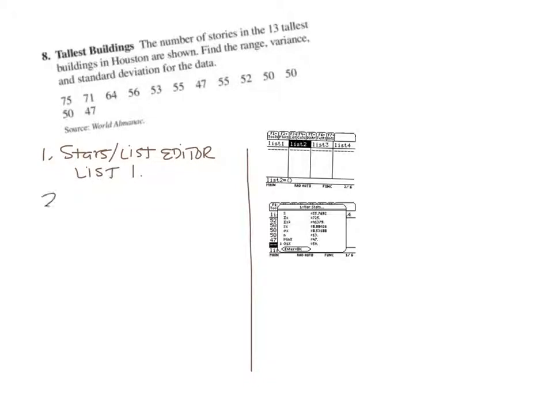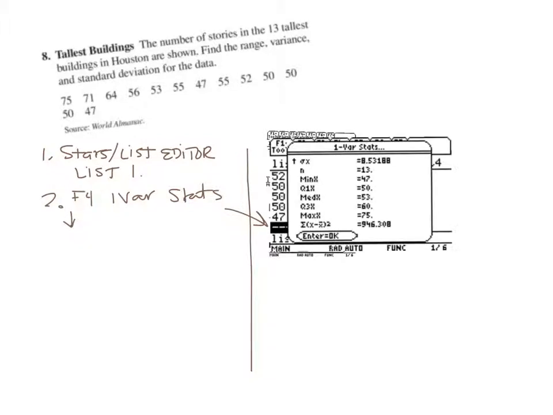My next step is to choose F4, one variable stats. I get this screen. I scroll down, and you get this. You get your 5-number summary. Look at that, the whole 5-number summary right on your calculator. Isn't that joyous?